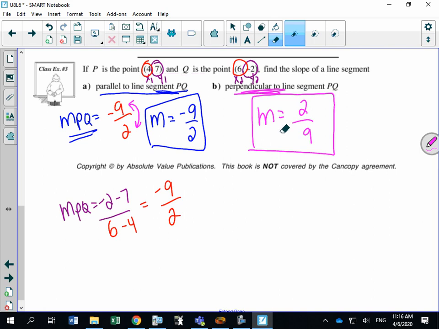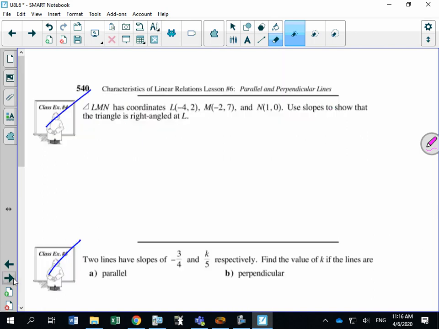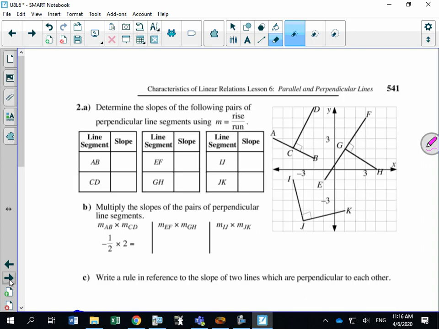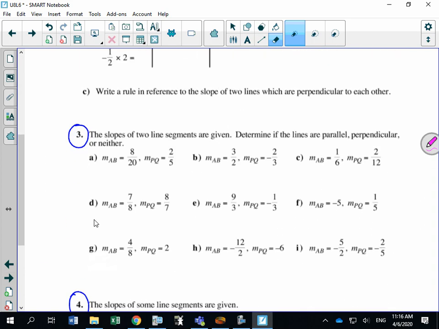Okay, homework questions that I want you to do. So we're not going to do class example 4 or 5. So for homework, I want you to do 3. And for 3, we're just determining if they're parallel, perpendicular, or neither. Remember that you need to reduce your fractions. So always, for number 3, reduce your fractions.